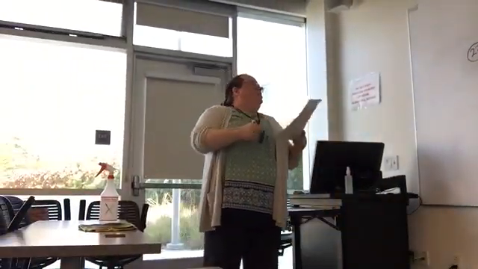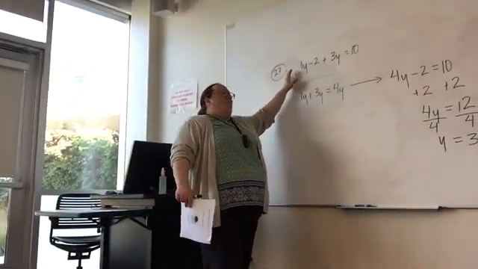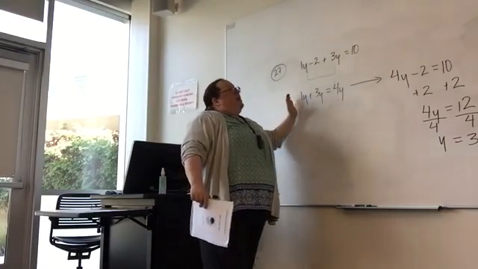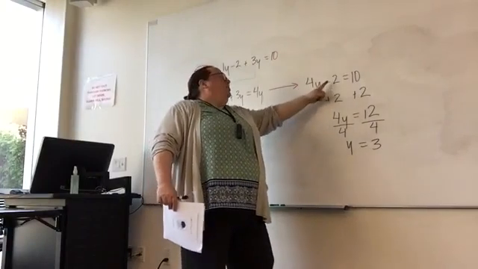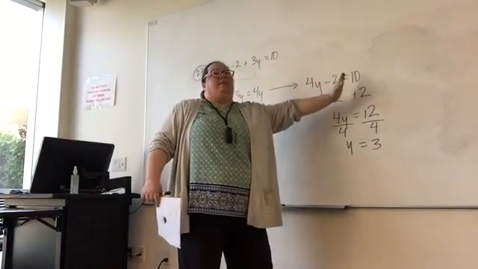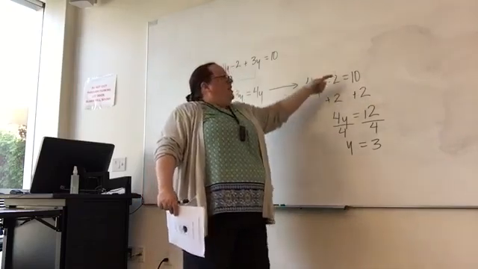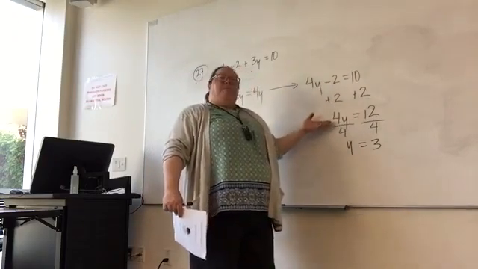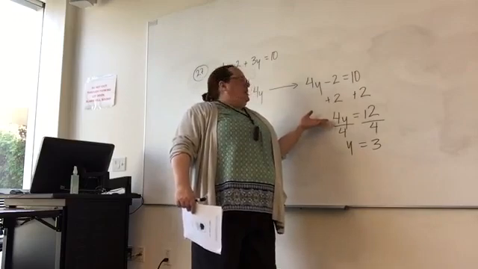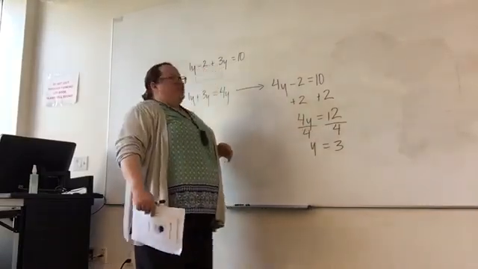So if we think about the order of steps that we did here, the first thing that we did was we combined like terms. We combined anything that had a y together. Then we recognized that we needed to combine anything that was just a number. So we moved our negative 2 over to the right-hand side by adding 2 to both sides. Then 10 plus 2 is what gets us to 12. And we have 4y, but y is still not by itself, so we're going to need to divide by 4 on both sides. So 12 divided by 4 gives us 3.